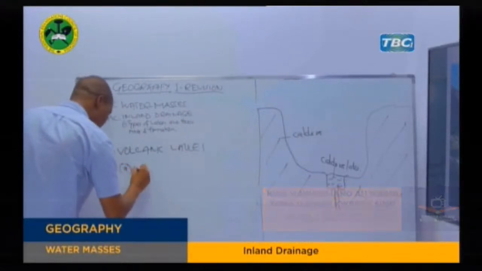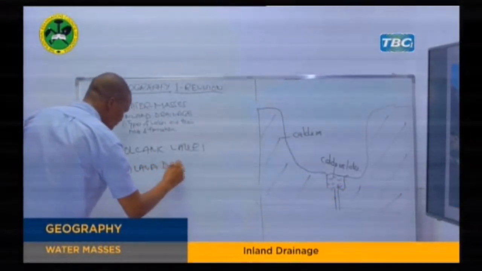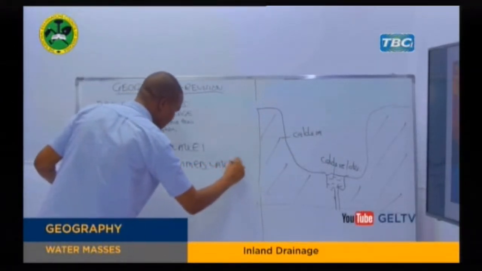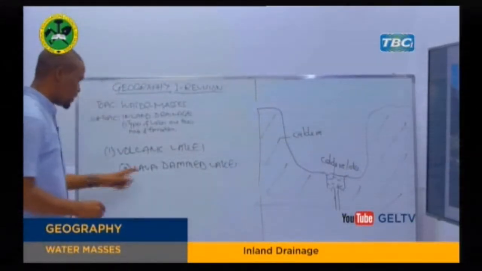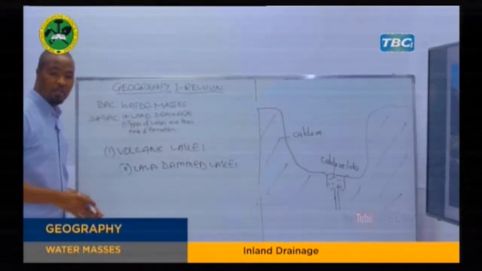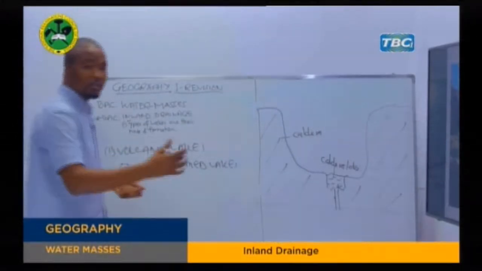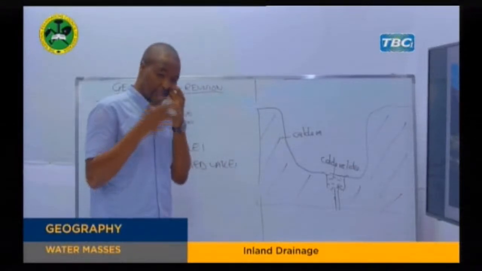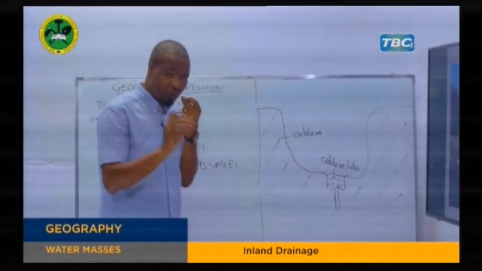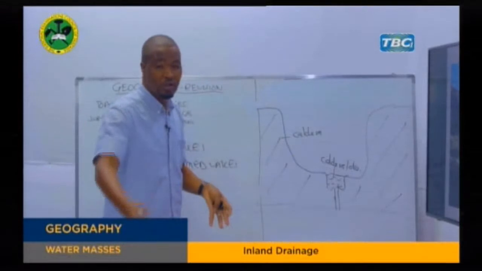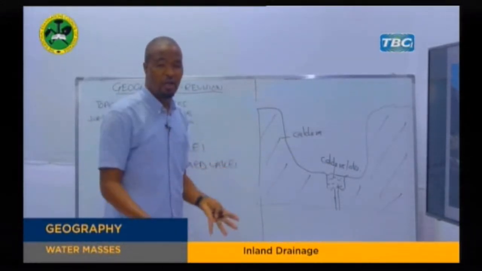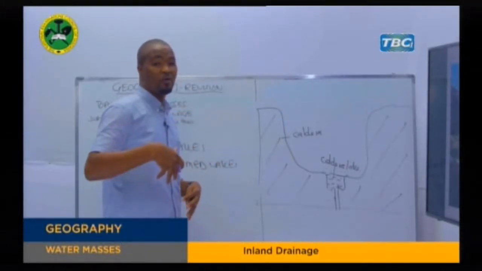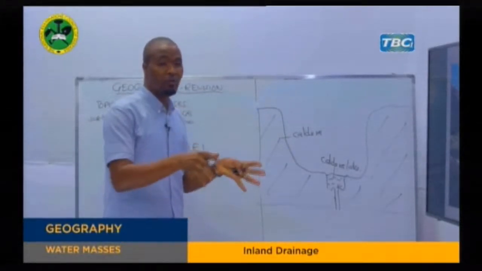The third one, the lava dam lake. The lava dam lake refers to a lake formed when the lava flow blocked the river stream. Listen to me very carefully. The lava dam lake is a lake formed when the lava flow blocked the river stream. Then it hardened and solidified. Then it caused the accumulation of water. See, the accumulation of water on the land, we call it a lake.